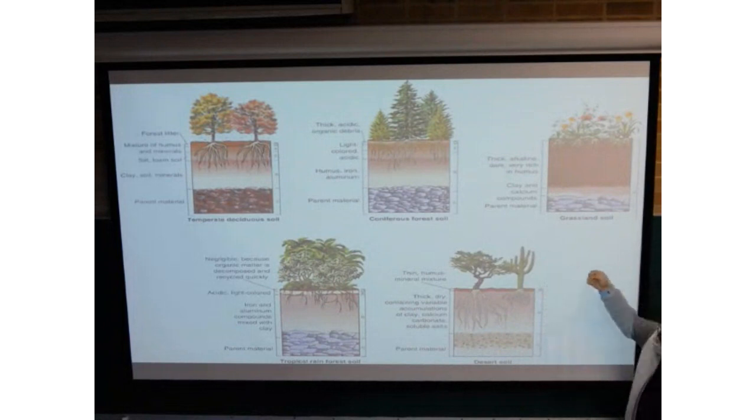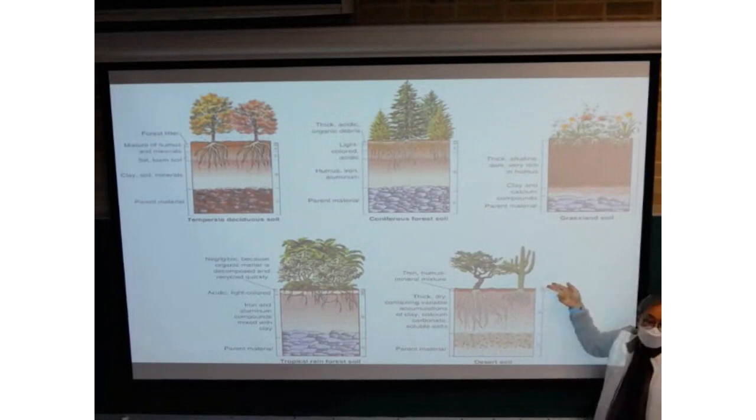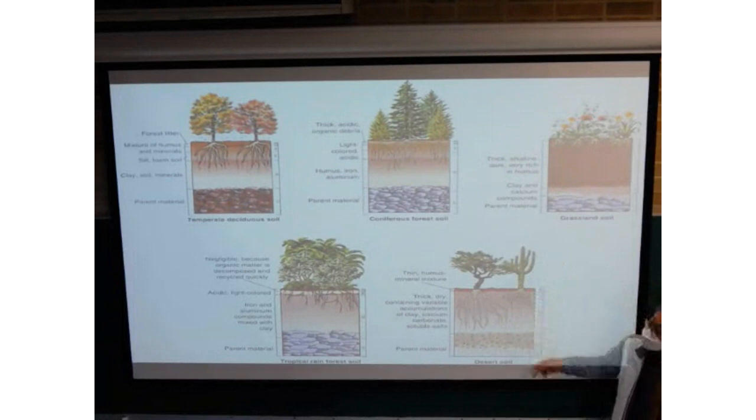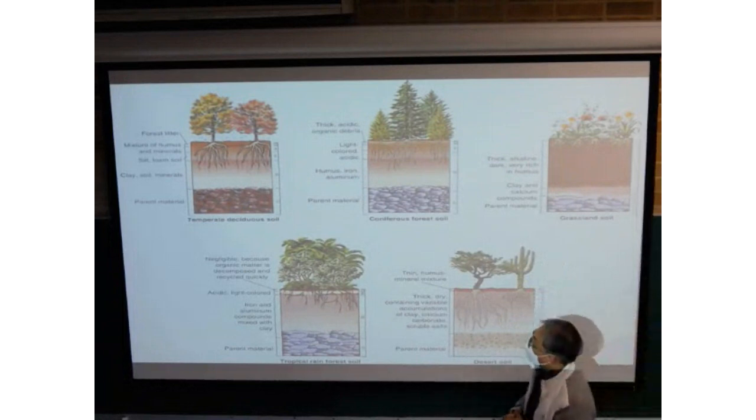There is a thin A horizon, which means there is not enough organic matter. So even if there is water able to move from the high elevation to the low elevation through the soil profile, there is not enough organic matter, right? Not enough life.